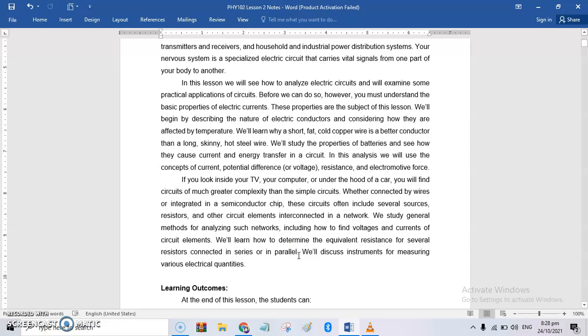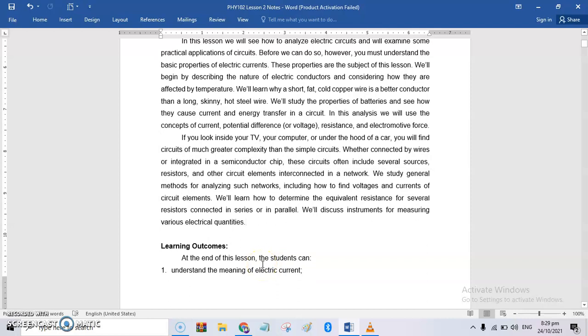From the previous discussion, the series and parallel connections were all about capacitors. And now we are talking about the resistors in a circuit, whether connected in series or in parallel. We'll also discuss instruments for measuring various electrical quantities.